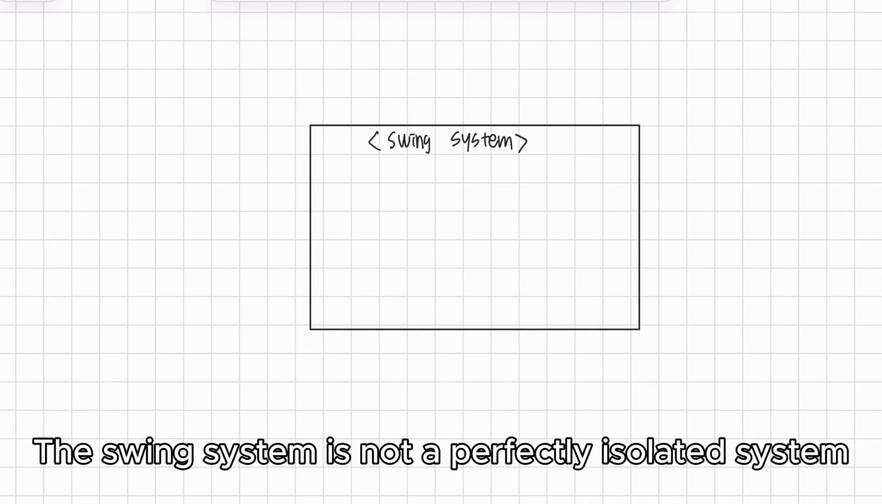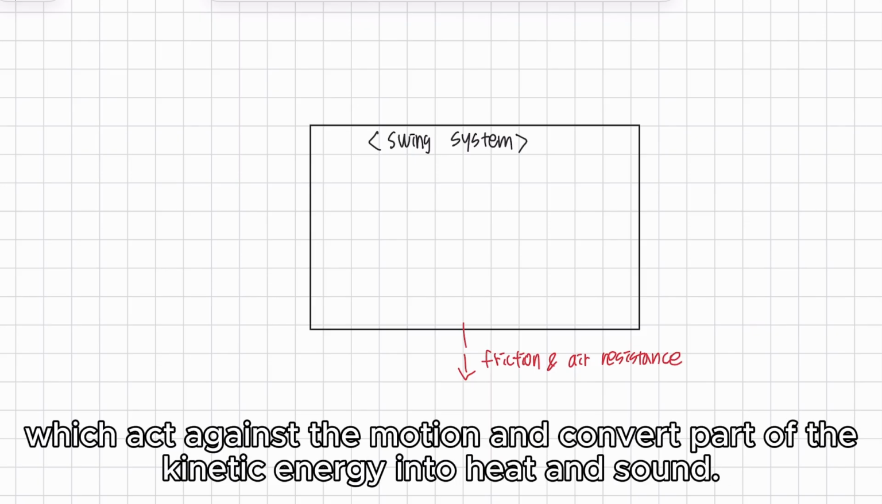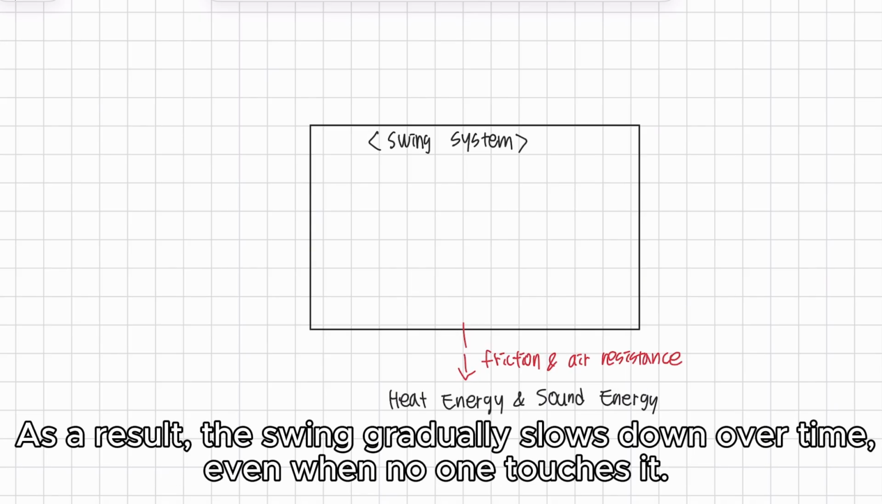The swing system is not a perfectly isolated system. Some energy is lost to the surroundings through friction at the pivot and air resistance, which act against the motion and convert part of the kinetic energy into heat and sound. As a result, the swing gradually slows down over time, even when no one touches it.